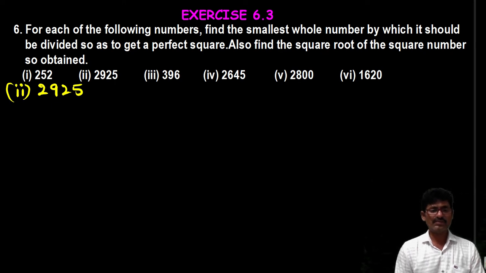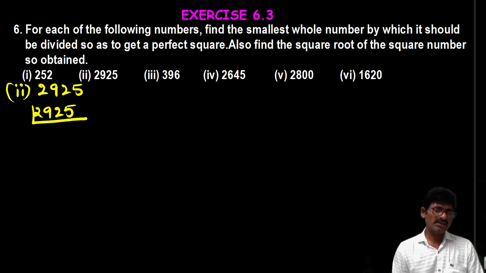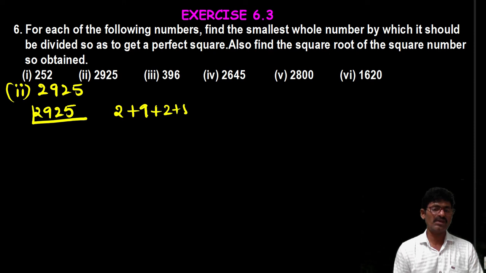2925. Now let us divide this. If you observe this one, the digit in units place is 5. So it is not divisible by 2. So let us check whether it is divisible by 3 or not. For that, what we need to do? Add the digits. 2 plus 9 plus 2 plus 5: 2 plus 9 is 11, 11 plus 2 is 13, 13 plus 5 is 18. So 18 is divisible by 3. So this number is also divisible by 3.